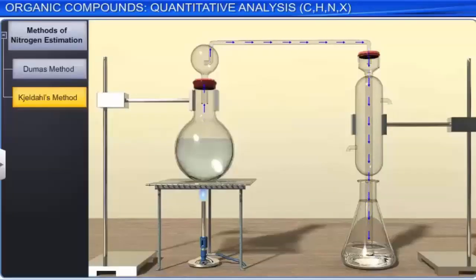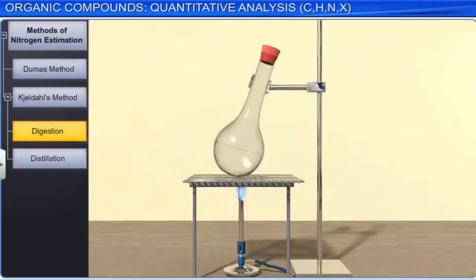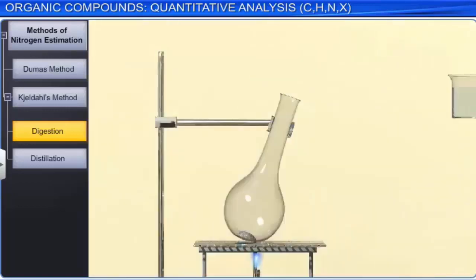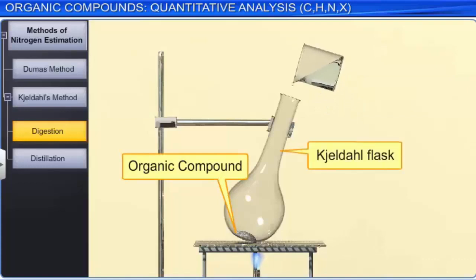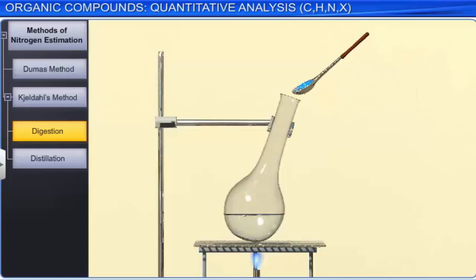Nitrogen is also estimated by another method known as the Kjeldahl's method. The method can be divided into two major stages, namely digestion and distillation. During the digestion stage, the nitrogen present in the organic compound is converted into ammonium sulfate. This is achieved by heating the compound in a Kjeldahl flask with concentrated sulfuric acid in the presence of a small amount of copper sulfate.